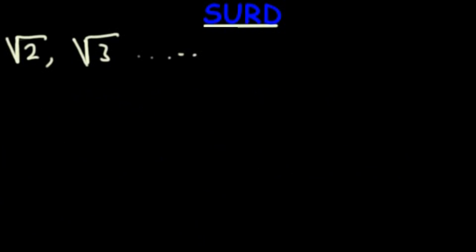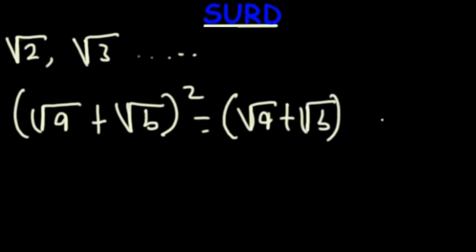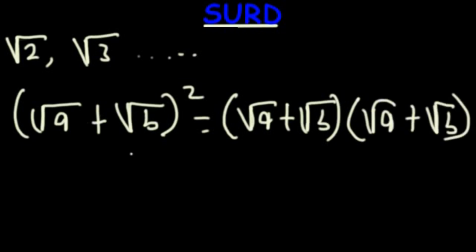So let's say we have square root of a plus square root of b, all raised to the power of 2. Okay, now what this simply means is that we are having square root of a plus square root of b, to be multiplying itself one more time, so that we have square root of a plus square root of b. So that's what this simply means.